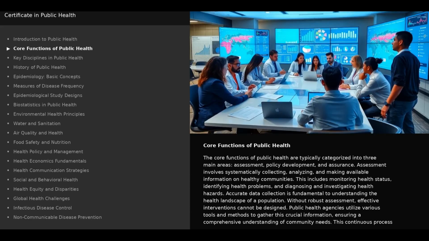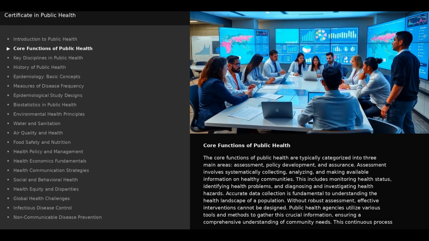Core functions of public health. The core functions of public health are typically categorized into three main areas: assessment, policy development, and assurance. Assessment involves systematically collecting, analyzing, and making available information on healthy communities. This includes monitoring health status, identifying health problems, and diagnosing and investigating health hazards.